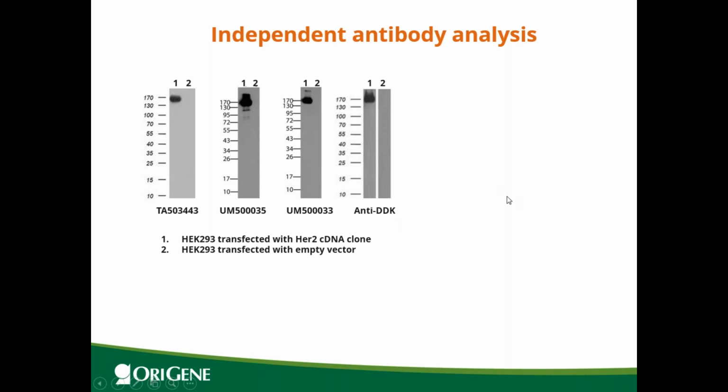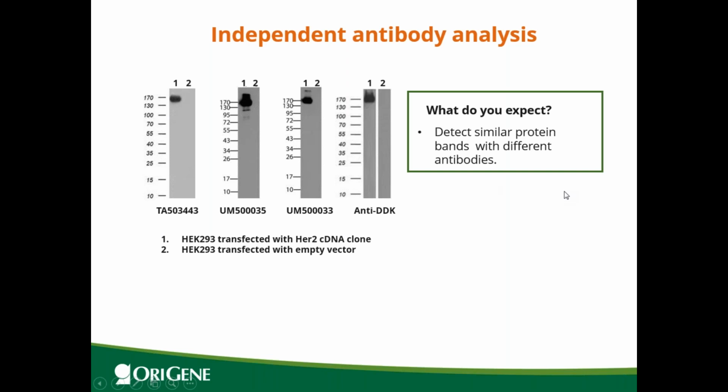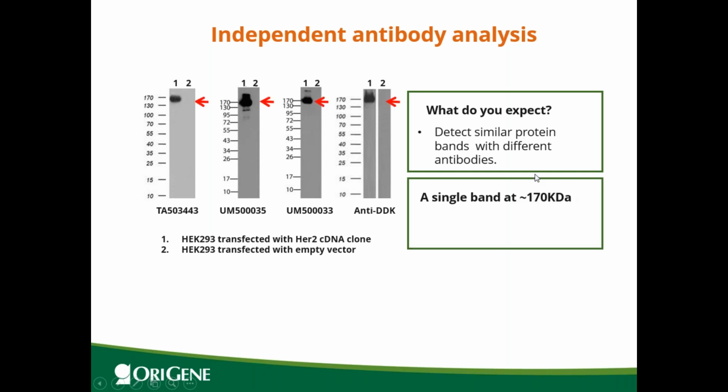If you compare the data from all these different antibodies, you can see exactly the same band at 170 kilodaltons in the overexpression lysate, and still no signal in the control lysate. Because the chance for different antibodies to detect the same non-specific band is very low, now we can feel more confident to say this 170 kilodalton band is actually the real overexpressed human Her2 protein. And this Western blot data can be used to prove the specific binding of our anti-Her2 antibodies.